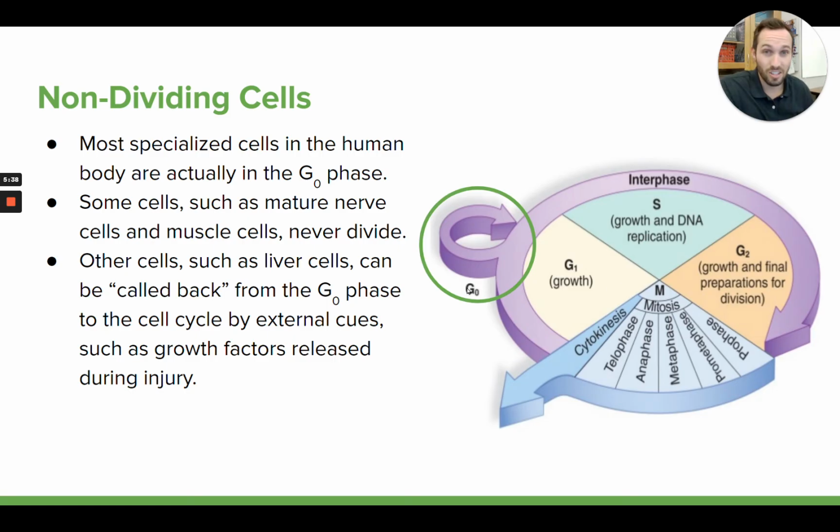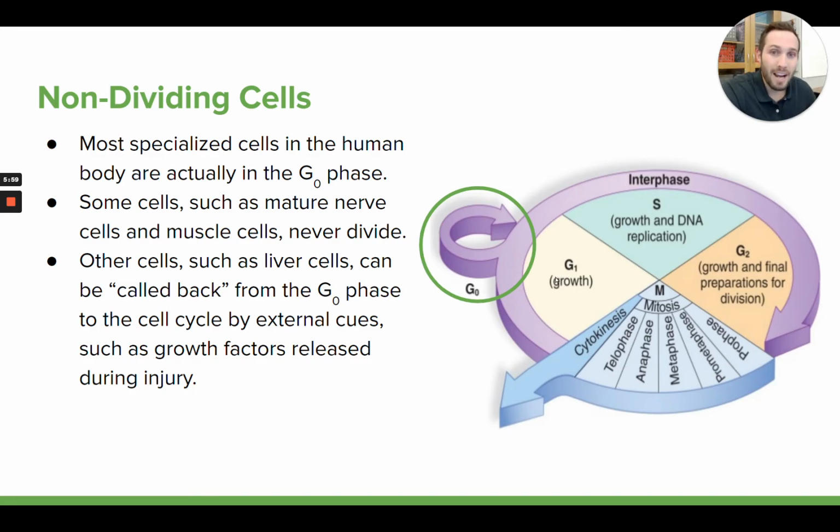They exist in this G0 phase and they will not do the cell cycle, which is why it's really bad if you get muscle or nerve damage, because if you damage your muscle tissue or your nerves or your brain, those cells don't really replace themselves, and so you're permanently losing cells that aren't gonna come back.